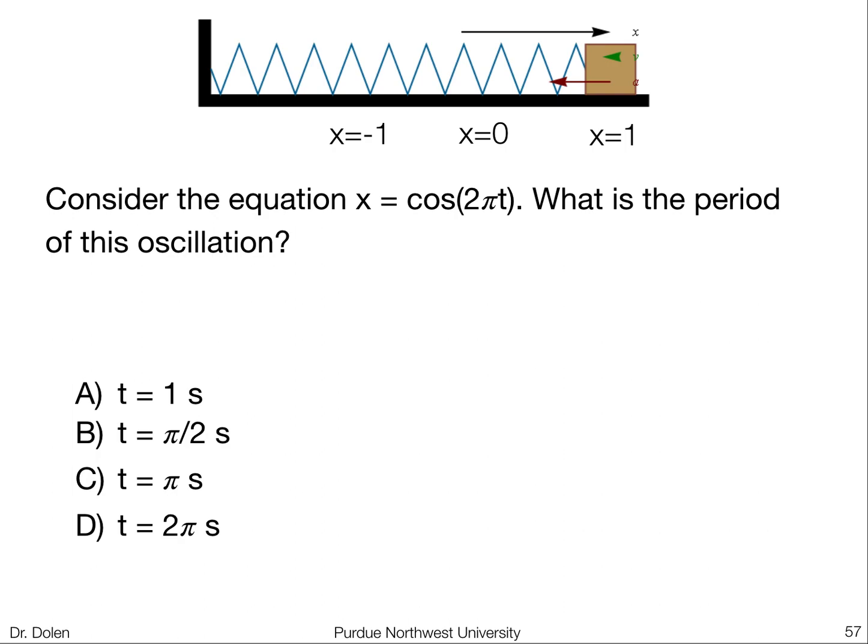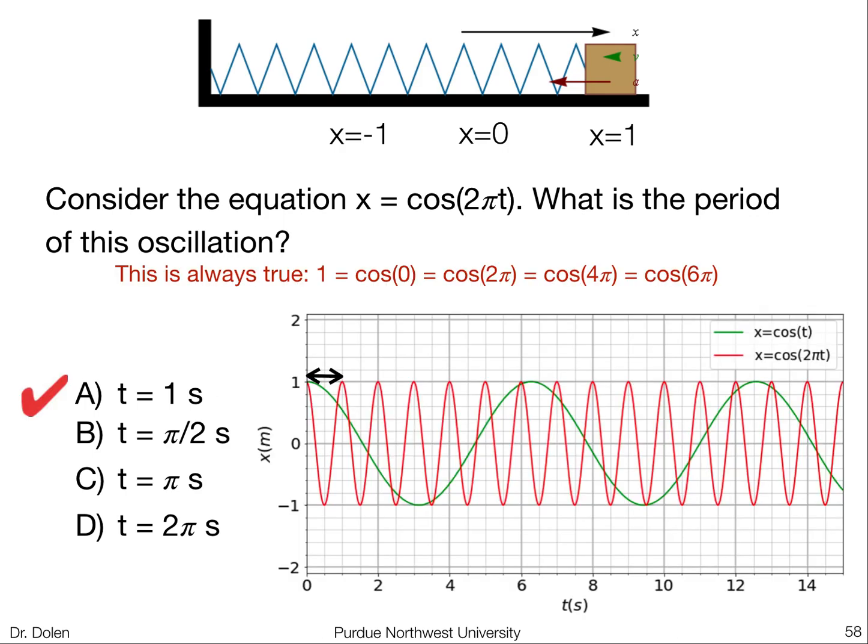What about this equation? What if I did cosine of 2 pi times t? What is the period of this oscillation? So take a moment and think about this. Okay, and the answer here is A. By the same argument, cosine of 0 is equal to 1, cosine of 2 pi is equal to 1. Now I plug in 0 here, that's where I start at time equals 0. And when does this get back to its original position, to x equals 1 again? When I plug in time equals 1 second, because cosine of 2 pi is equal to 1. So that tells me I'm back to my original position.